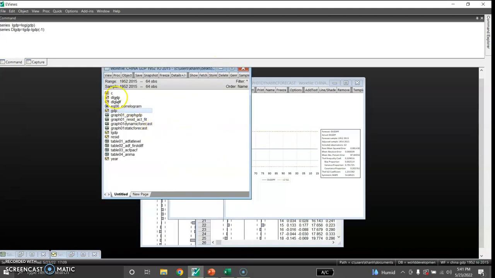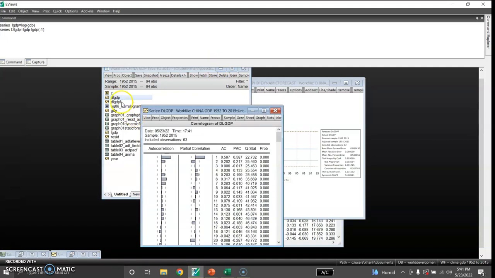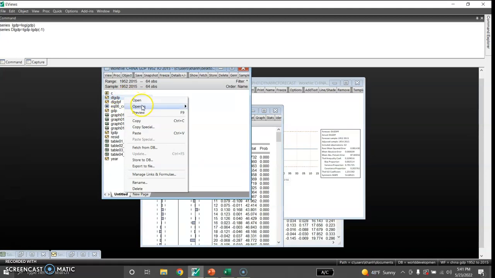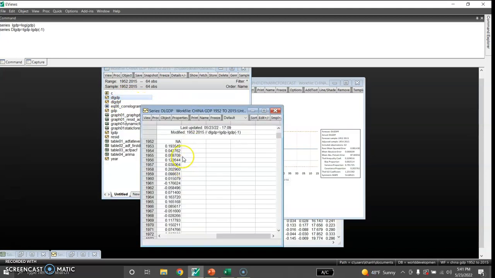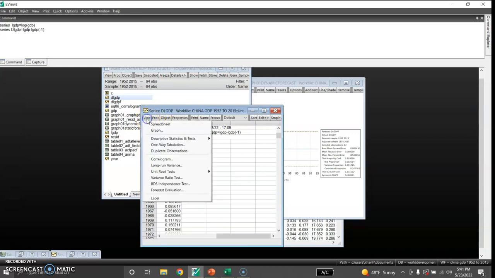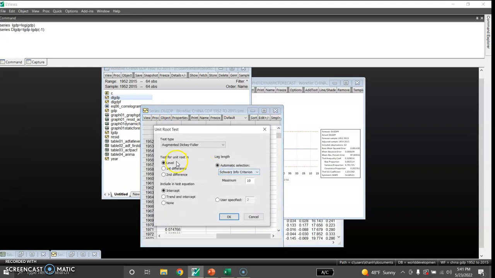this is the first difference of the data with the GDP, and I will show you. This is the spreadsheet of the data. So let me check the unit root test of this. Since this data is already in difference, I will check this at level and intercept.